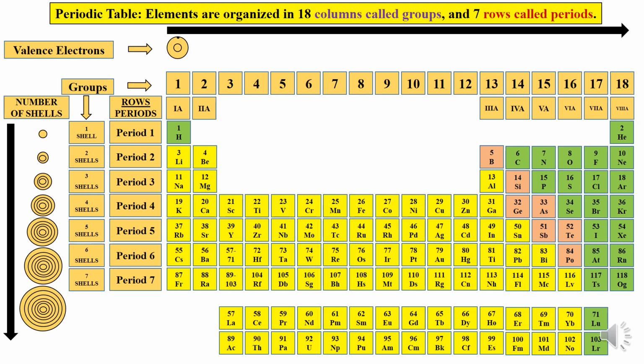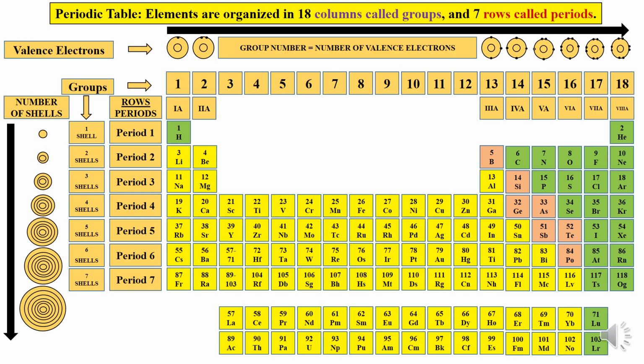Now group 1 elements have 1 valence electron in the outermost shell. Group 2 elements have 2 valence electrons. Group 3 elements have 3 valence electrons. Group 4 elements have 4 valence electrons. Group 5 elements have 5 valence electrons. Group 6 have 6 valence electrons. Group 7 elements have a total of 7 valence electrons in their outermost shell. And group 8 elements have a total of 8 valence electrons.